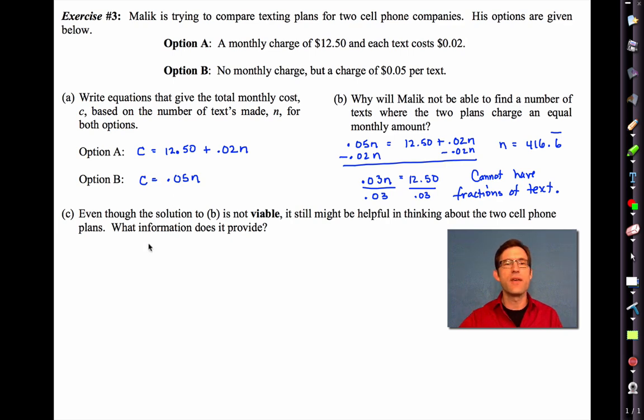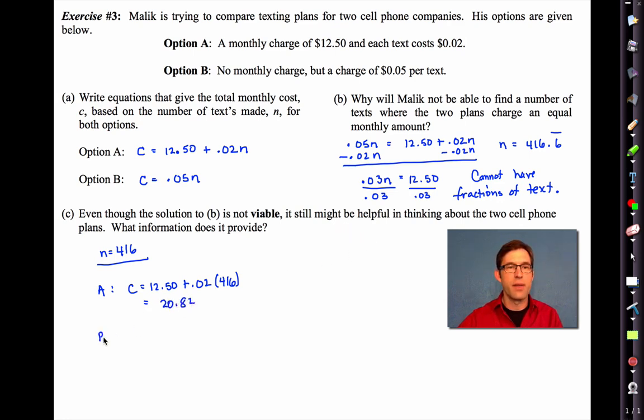Now, I kind of want to show you the information it gives us. Let's do something really quick. Let's say we've got 416 texts. Let's figure out using our calculators how much each plan would cost. So plan A, that's going to be $12.50 plus 0.02 times 416 texts. I didn't figure this out up front. I'm winging this. That's going to be $20.82.